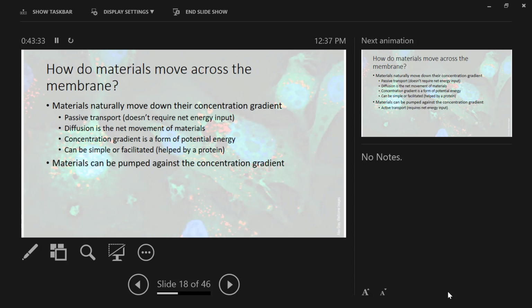All right, so we can pump materials against the concentration gradient, and this is called active transport. This requires energy. Every molecule you pump requires energy. Every one, because you're forcing it to go the opposite direction from where it wants to go. You need to associate concentration gradient with potential energy. Because if you remember back to your physical science class, what is the textbook example of potential energy? A rock sitting on top of a cliff, right? Ready to fall? That's the textbook example of potential energy.